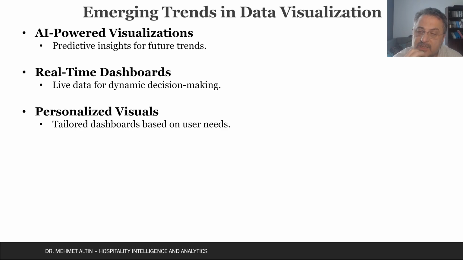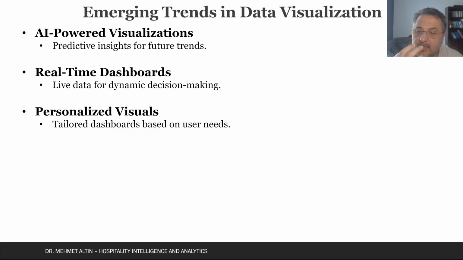Another major trend is real-time dashboards, right? Power BI is the example I was giving. These dashboards pull in live data, giving managers up-to-the-minute insights. For example, a real-time occupancy dashboard allows the hotel to monitor available rooms, cancellations, and bookings as they happen, because of all the technology we are using right now.